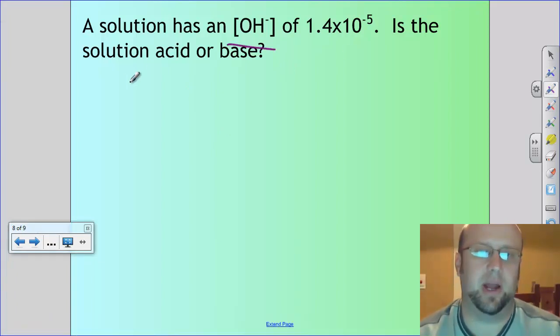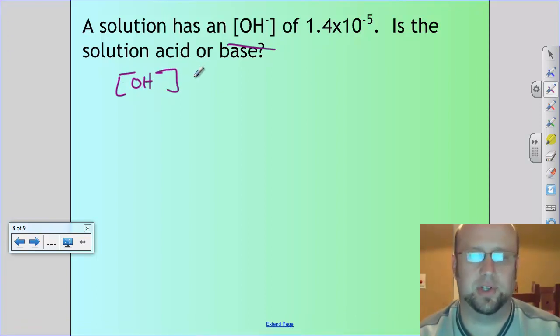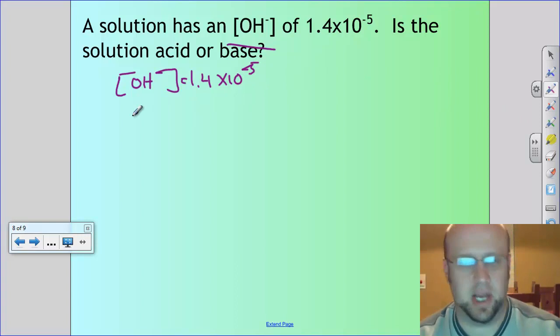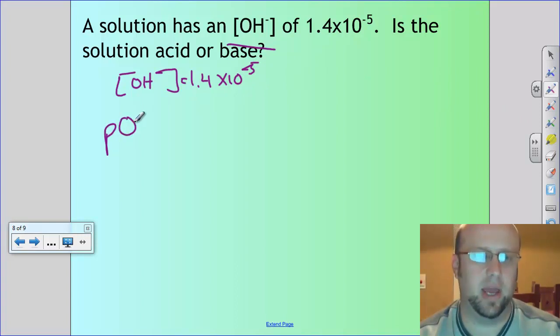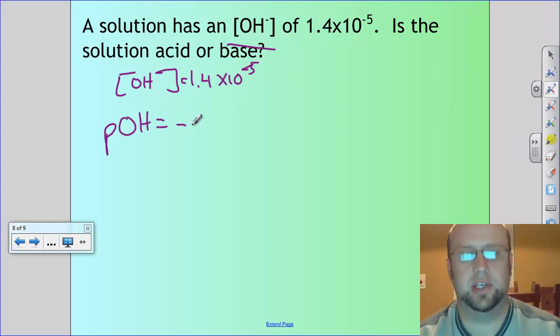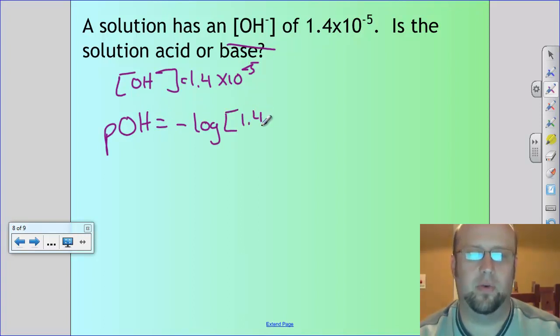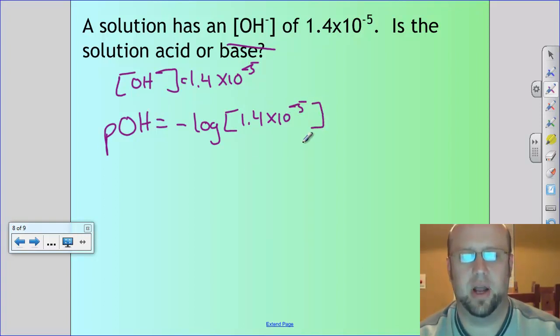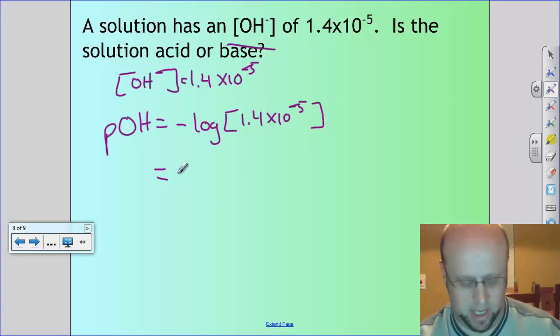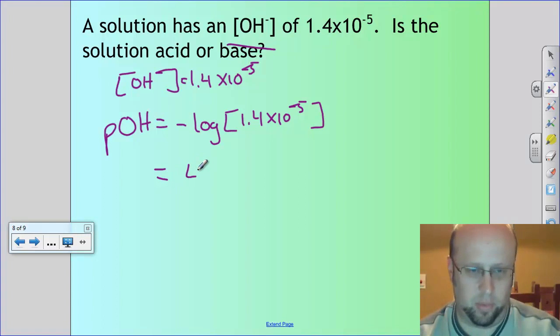Well, since I have my OH minus concentration, I'm going to use pOH first, and then we'll do the next step. Okay, don't let the fact that this number is in scientific notation scare you. It's going to work the exact same way. Okay, so pOH is equal to negative log of this number, 1.4 times 10 to the negative fifth. So just punch that in the calculator. Make sure you get that negative in there or it's not going to come out right. When we punch that in, we get a pOH of 4.85.